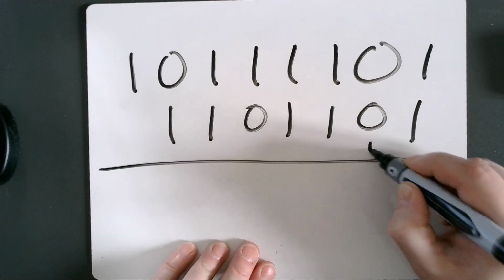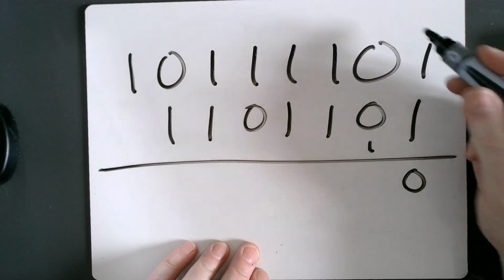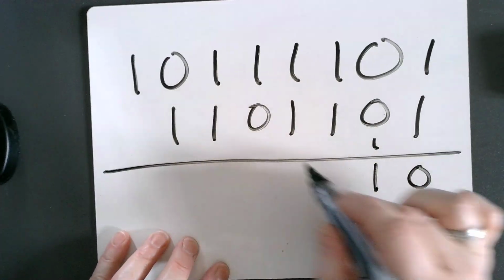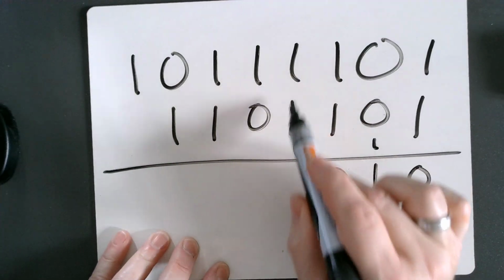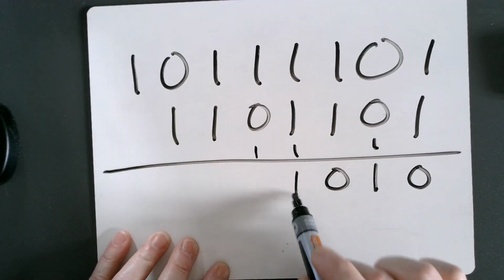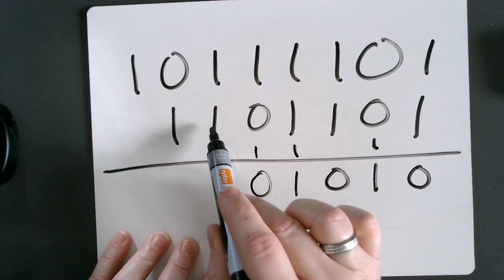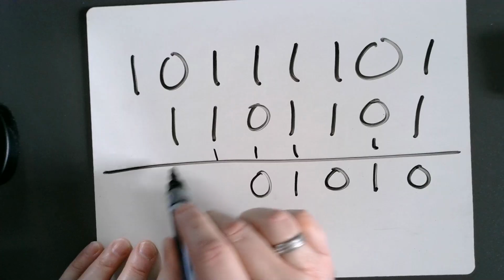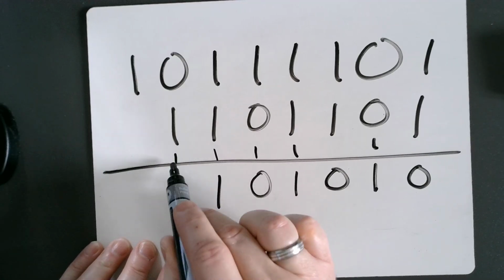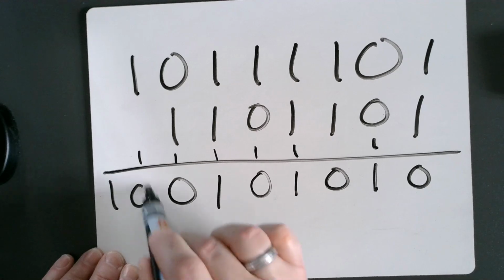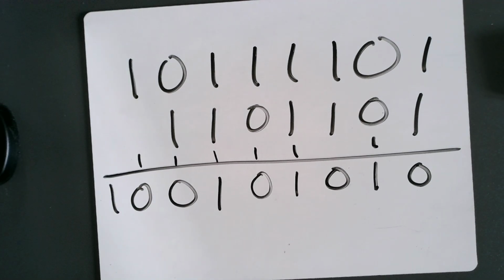1 plus 1, 1 0. So 0, 0, there's our 1 can drop down. 1 plus 1 is 1 0. 1 plus 1 plus 1 is 1 1. 1 plus 1 is 1 0. 1 plus 1 plus 1 is 1 1. 1 plus 1 is 1 0. 1 plus 1 is 1 0. So there's the answer to that.